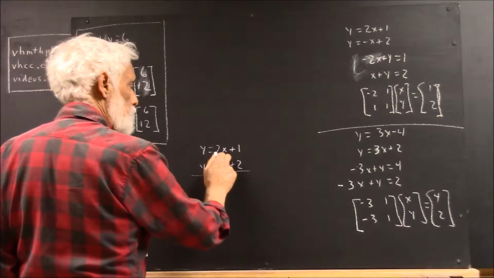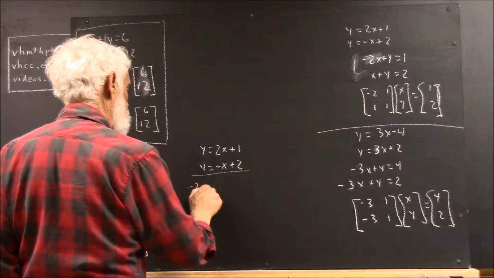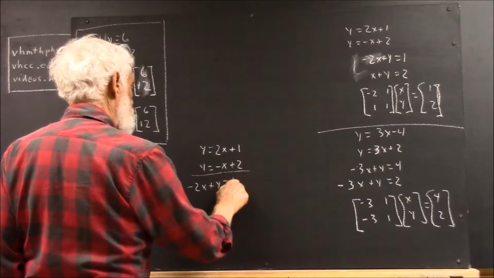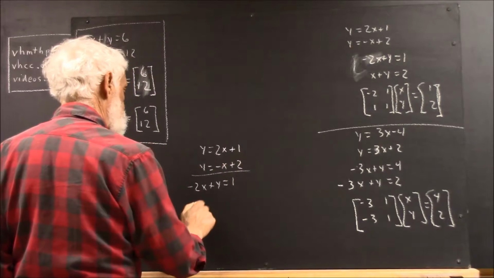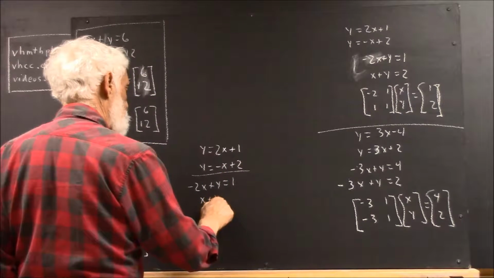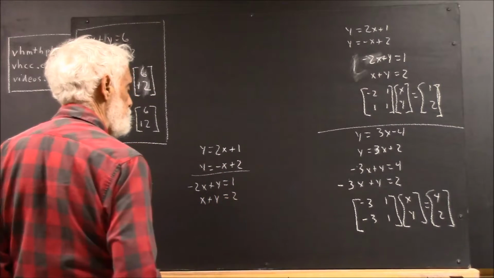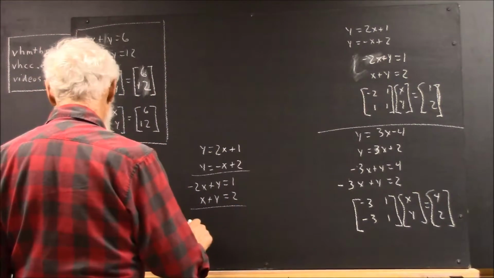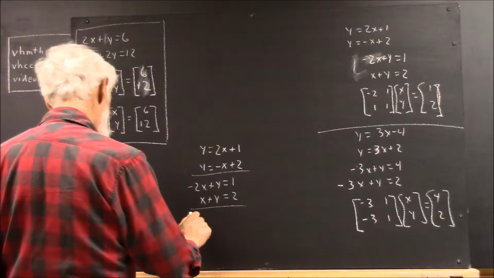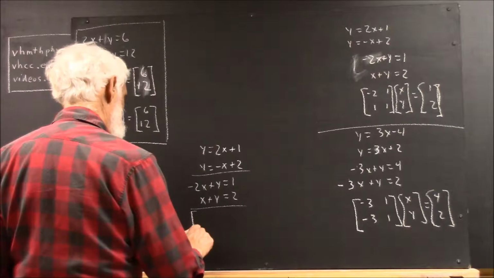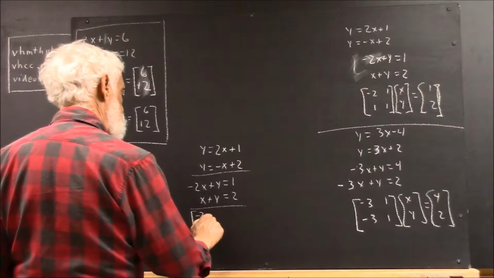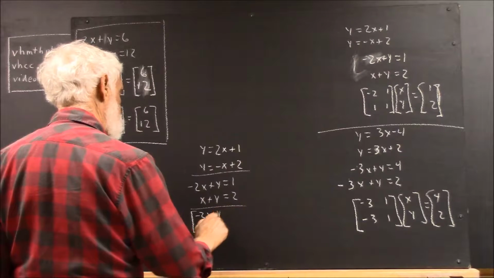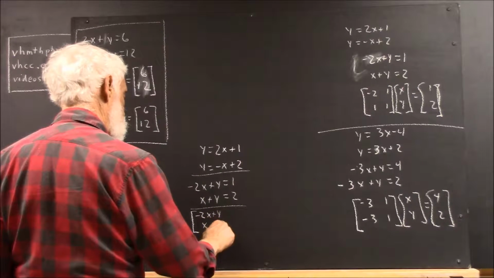So we subtract 2x from both sides here. We get negative 2x plus y equals 1. We add x to both sides here. We get x plus y equals 2. Now I did the same thing up here. You see what I did? I didn't do the intermediate step, and I probably should have. As a matter of fact, I'm pretty sure I should have.